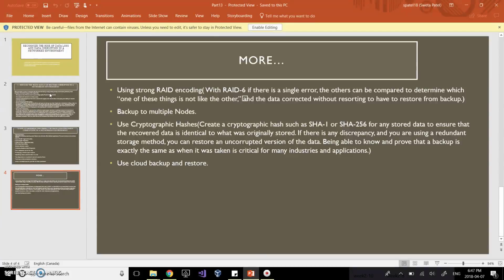If there is any discrepancy and you are using a redundant store method, you can restore an uncorrupted version of the data. Being able to know and prove that a backup is exactly the same as when it was taken is critical for many industries and applications. Also use cloud backup and restore. These are the main focus of how we can prevent data loss and what we can take into consideration.